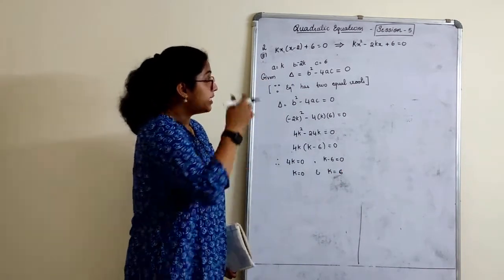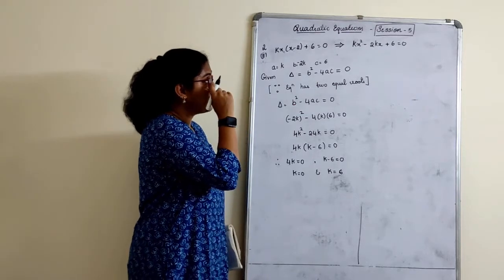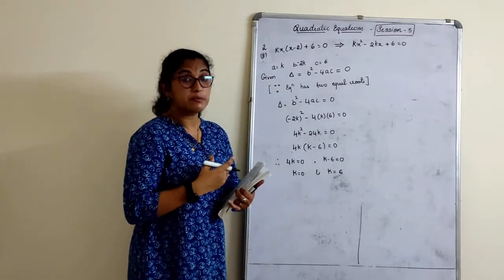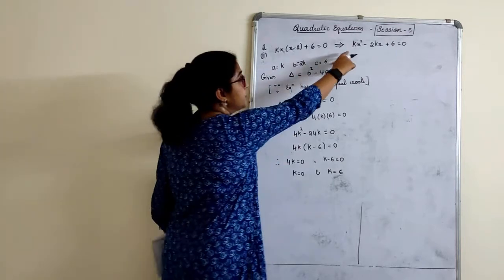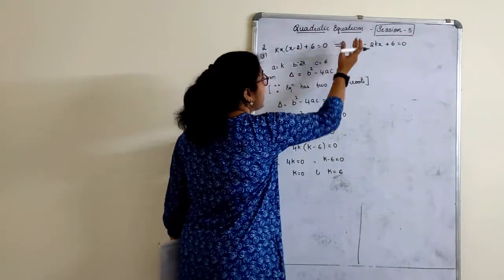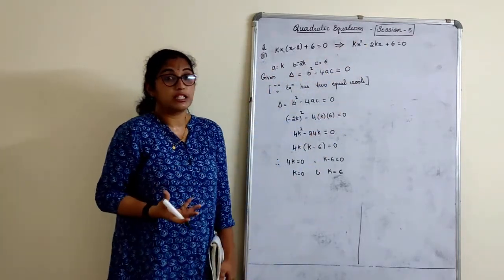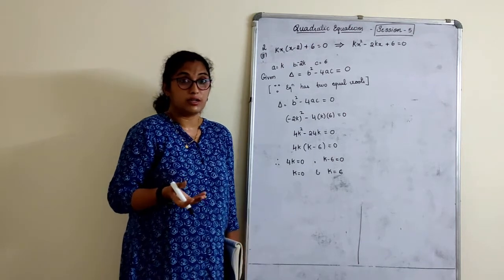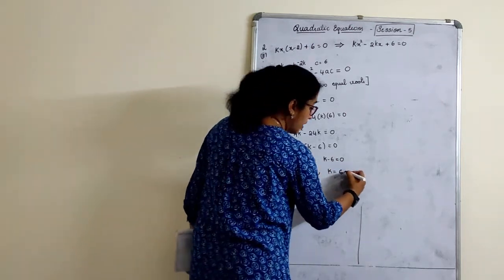Now assume that if I consider K is equal to 0 here, children, what will happen? Will this be a quadratic equation? Put K as 0 here. X square will not exist. If x square does not exist, then it cannot be called a quadratic equation. So K value has to be 6.